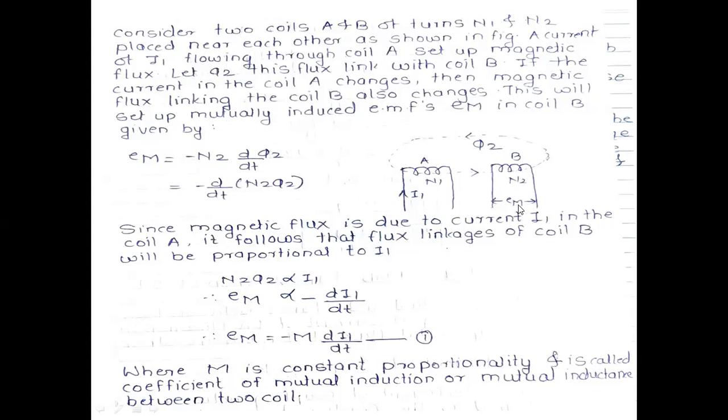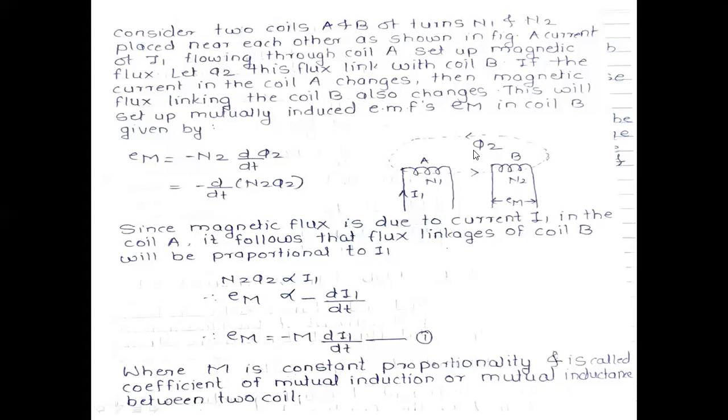For that induced EMF, we are going to call it EM. The mutual induced EMF is EM equal to minus d(N2 phi 2) by dt. The flux linkage is N2 phi 2. So EM equal to minus N2 d phi 2 by dt, equal to minus d by dt of N2 phi 2.